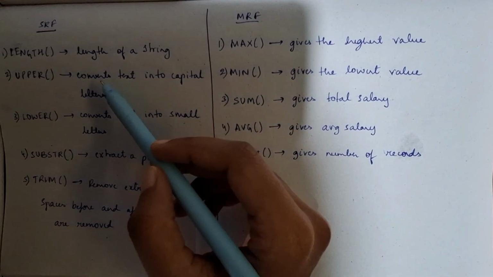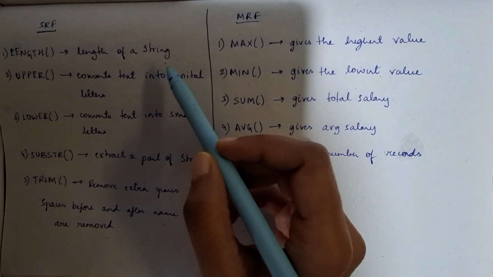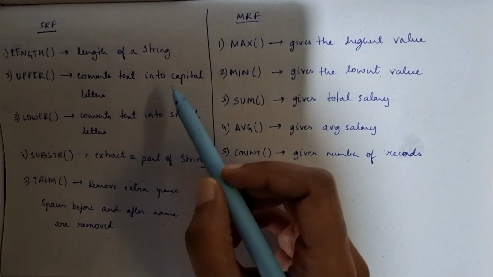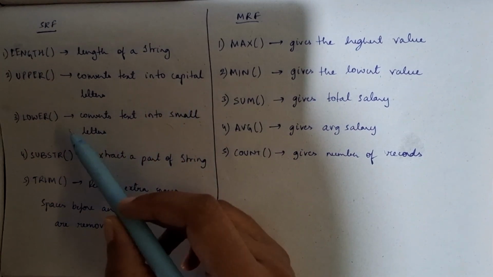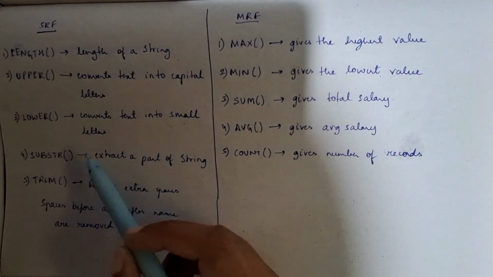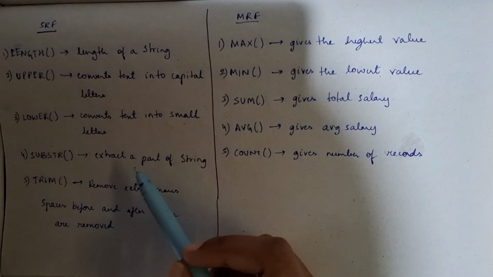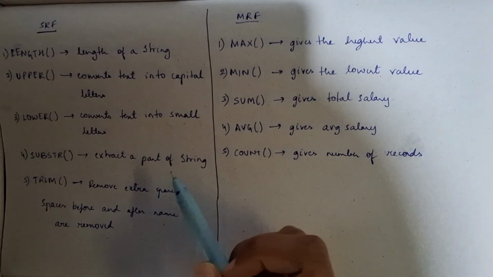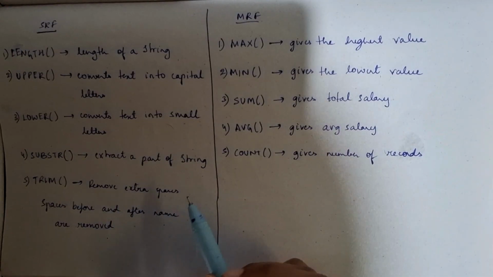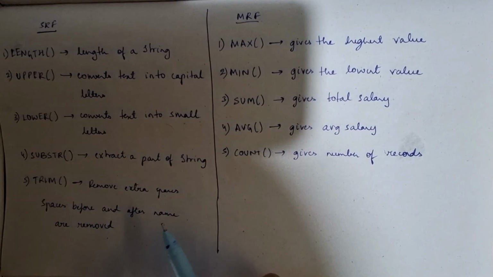First one is length, which will find the length of a given string. Upper function converts text into capital letters. Lower function converts text into small letters. Substr will extract a part of a string from a given string. Trim function removes extra spaces, that is, the spaces before and after the name are removed. All these are SRFs because they give output for each row.